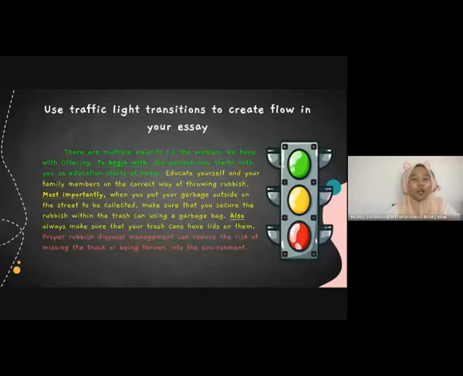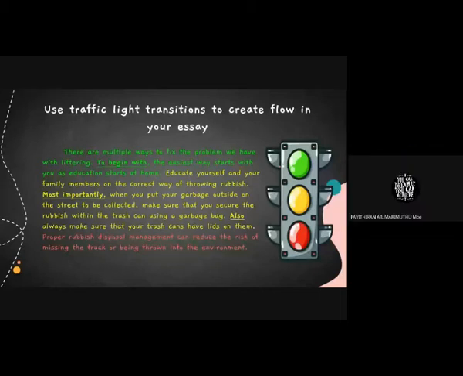Pavitran. Pavitran, yes. Stand on your mic. Okay, go ahead. There are multiple ways to fix the problem we have with littering. To begin with, the easiest way starts with you as education starts at home. Educate yourself and your family members on the correct way of throwing rubbish. Most importantly, when you put your garbage outside on the street to be collected, make sure that you secure the rubbish within the trash can using a garbage bag. Also, always make sure that your trash cans have lids on them. Proper rubbish disposal management can reduce the risk of missing the truck or being thrown into the environment.